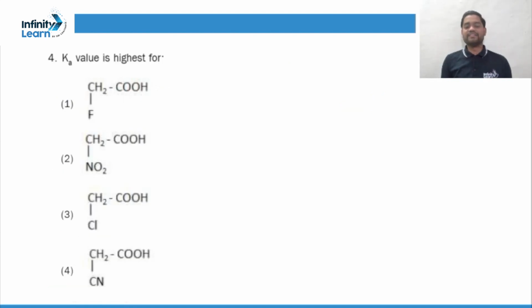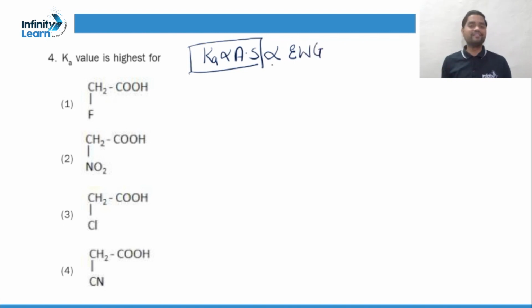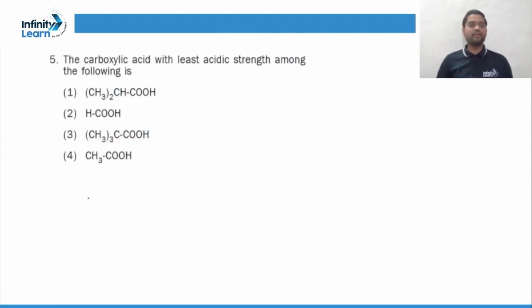Ka value is highest. We know that Ka value is directly proportional to acidic strength, so the more the acidic strength, the more the Ka value. And the presence of an electron withdrawing group also increases the acidic strength. Fluorine is electron withdrawing, nitro is electron withdrawing, but out of all these, this is the strongest electron withdrawing group, and hence the right option will be 2. So question number 4, the right option is 2.